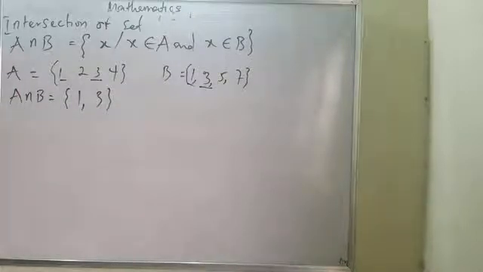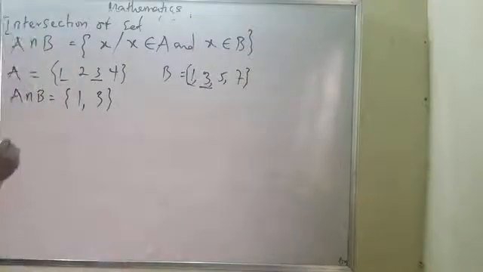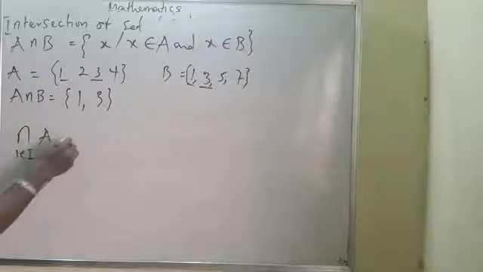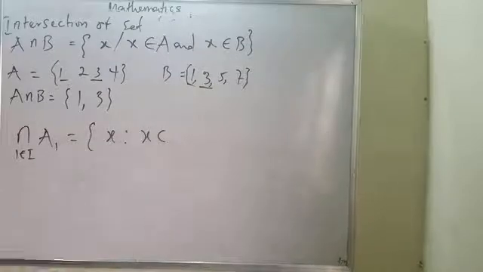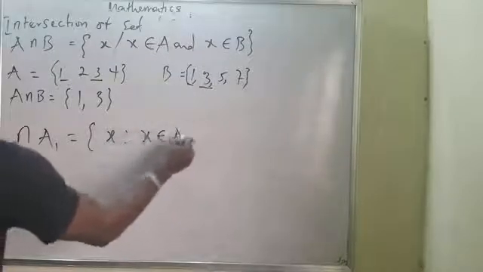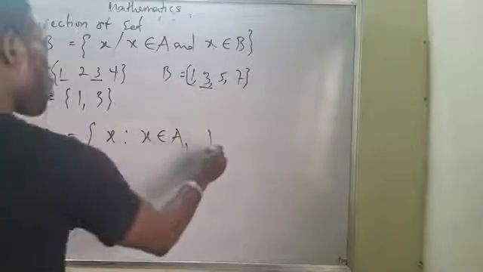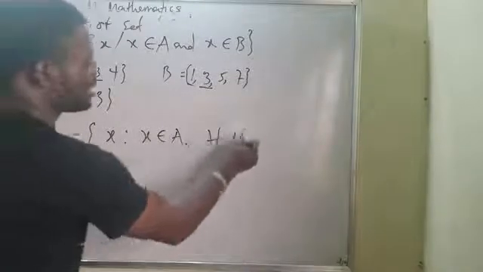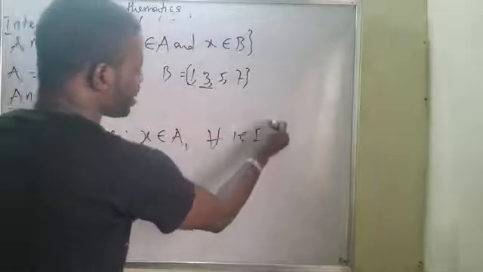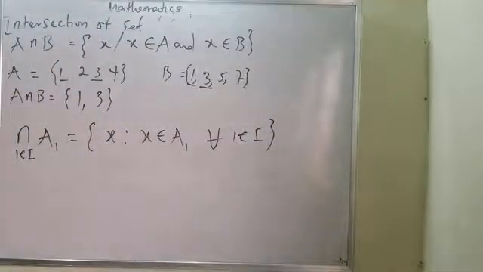Now, if I should write it in an advanced way, it means the intersection over i of the index set I of A_i equals x, that is to say, x belongs to A_i for all i, this is how to write for all, where i is an element of big I. That is what we are talking about.